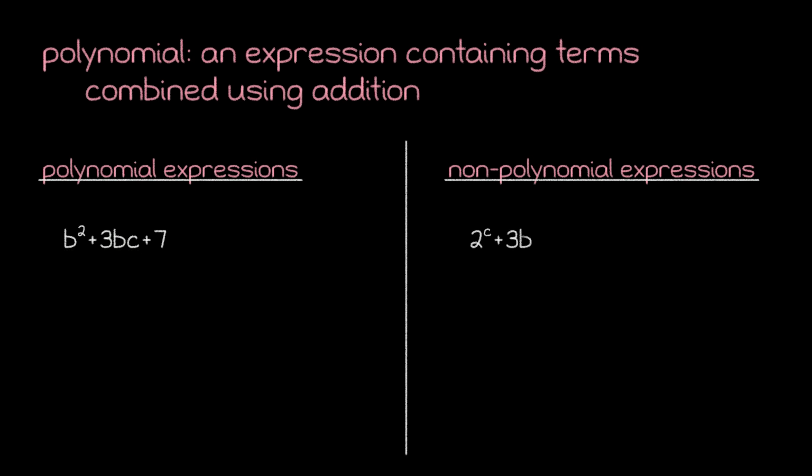In our first non-example, however, there's an issue with one of our 3 terms. Notice that 2 to the power of c can't be written as a product of number and variable factors. We can think of exponents as repeated multiplication, but since we don't know how many times to repeat the 2, this isn't a polynomial.